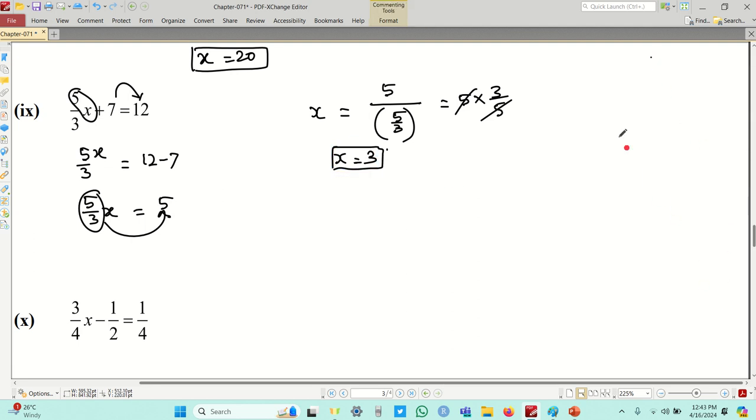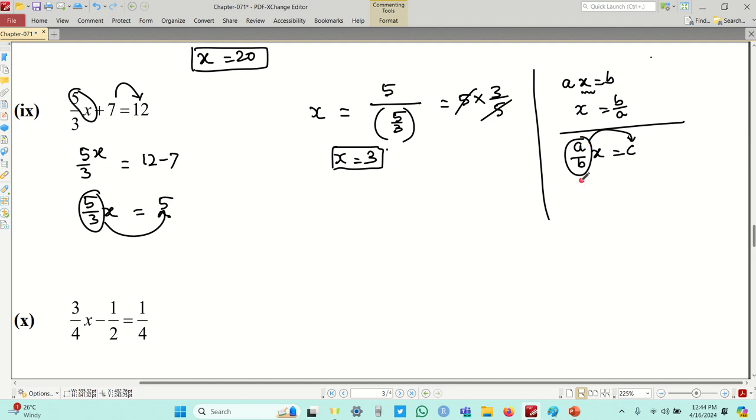So please, I will tell you here: if ax is equal to b, how do we calculate x? Divide by a. So x is equal to b divided by a is the answer. Clear? But if here it is a divided by b, x is equal to some c, so you can shift this value here. How? x is equal to c, reciprocal, b divided by a. This is how we can solve the problem.